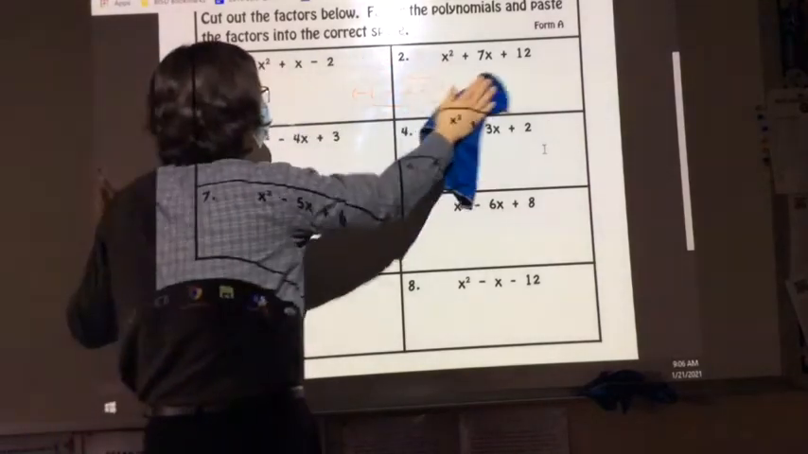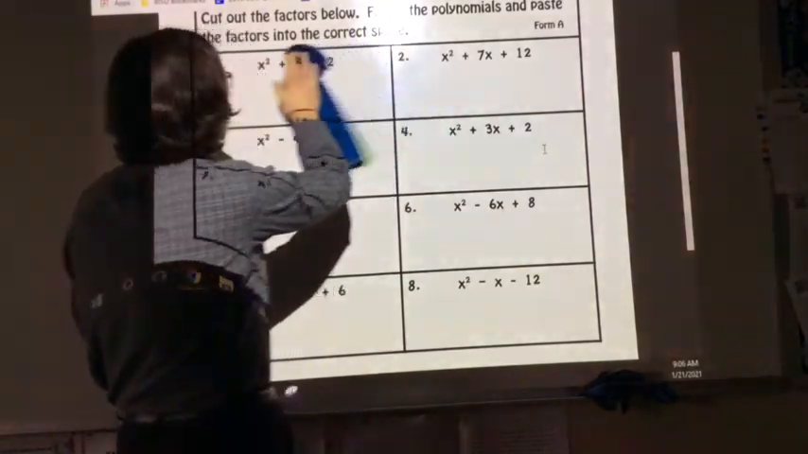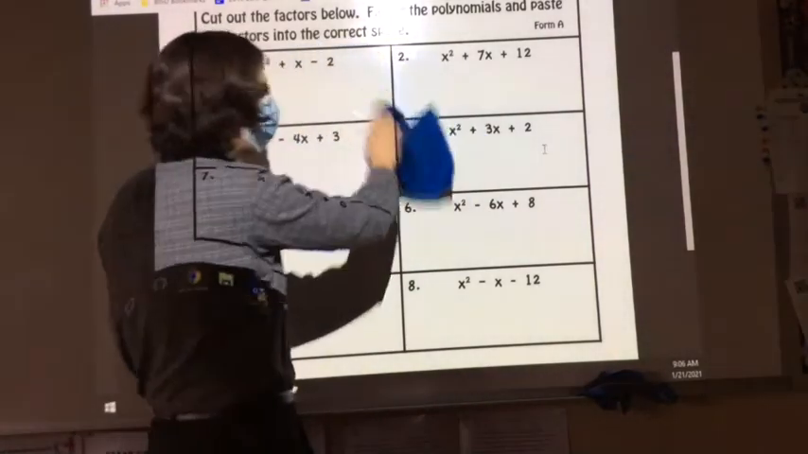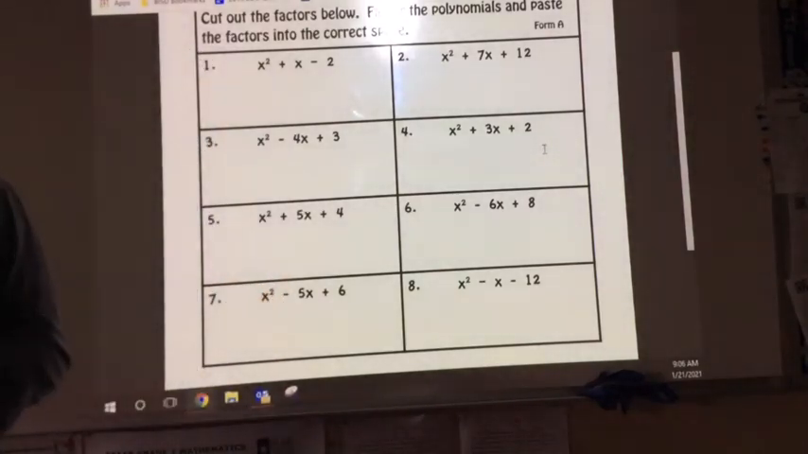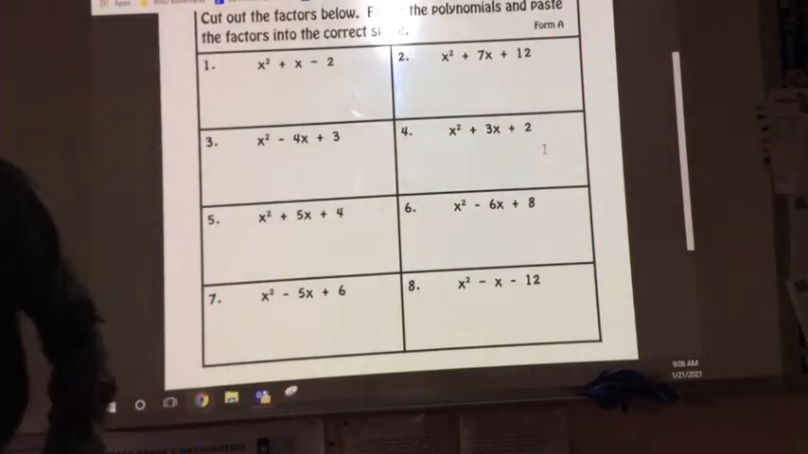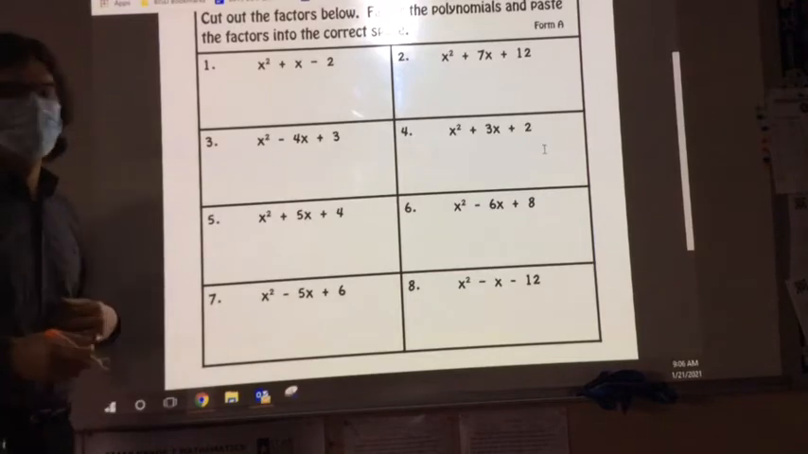Is this the last thing with all polynomials before I test? For the most part, yeah. We'll do a couple different methods of this. We'll talk about perfect squares. But yes, for the most part, this is it.